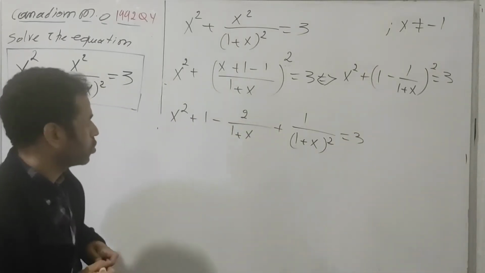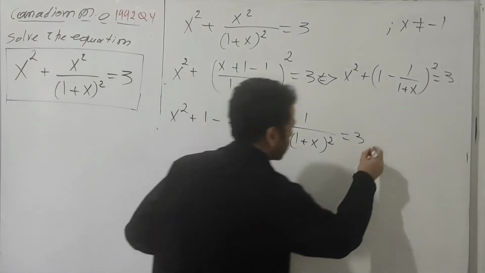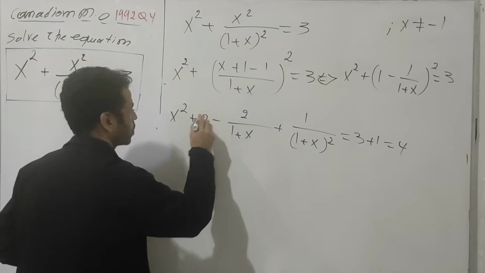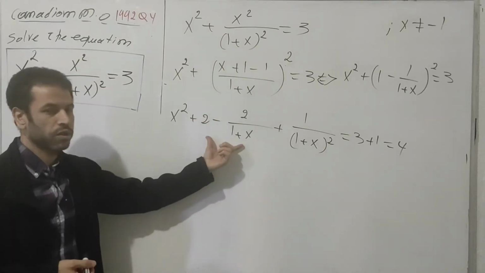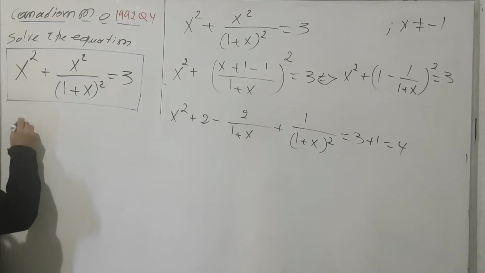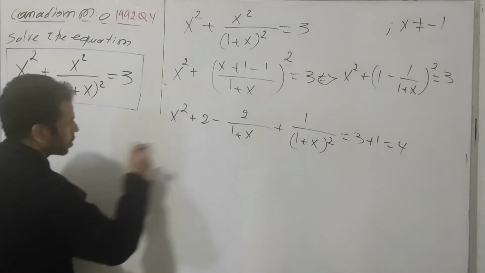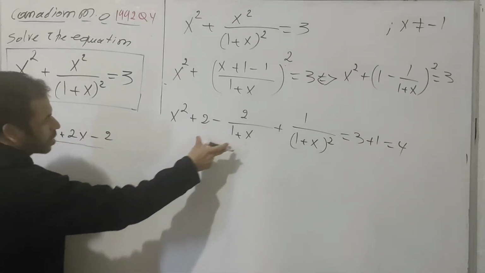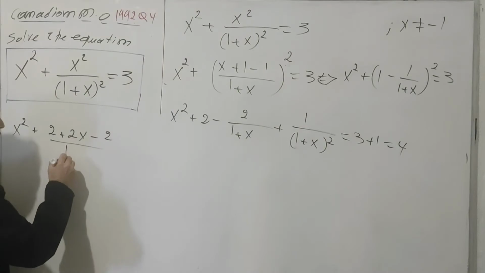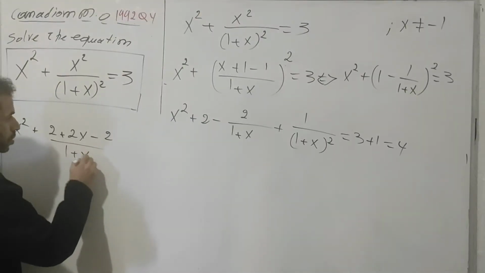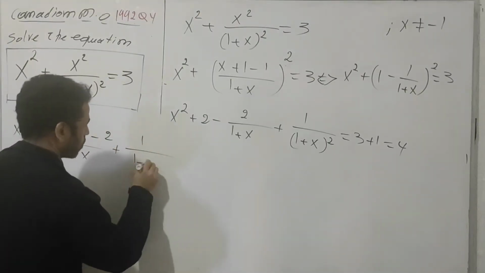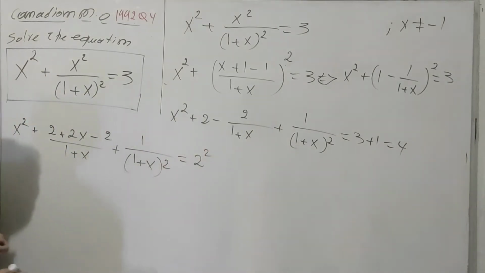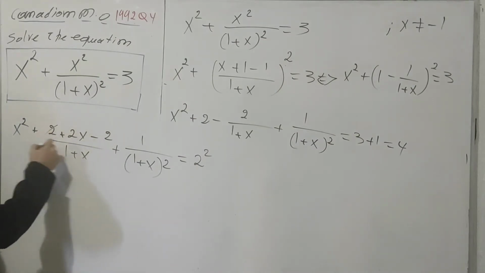What I'm going to do now is add the number 1 on both sides. I will have 1 here, which makes 4, and here it turns to 2, 1 plus 1. Now I'm going to simplify this one. We'll have x squared, multiplied by this one, giving 2 plus 2x minus 2 to put a common denominator for both terms, the whole thing divided by 1 plus x, plus 1 over (1 plus x) quantity squared equals 2 squared, 4. So I will have some cancellation here: the number 2 will be cancelled out.